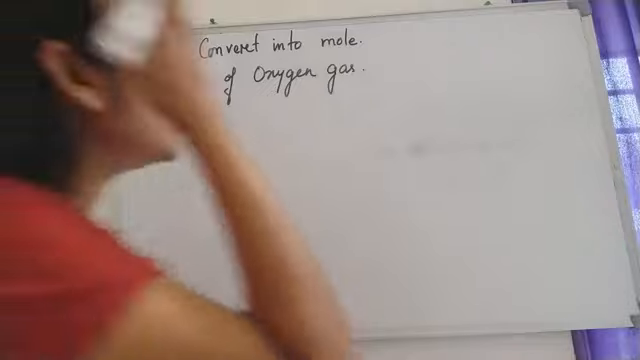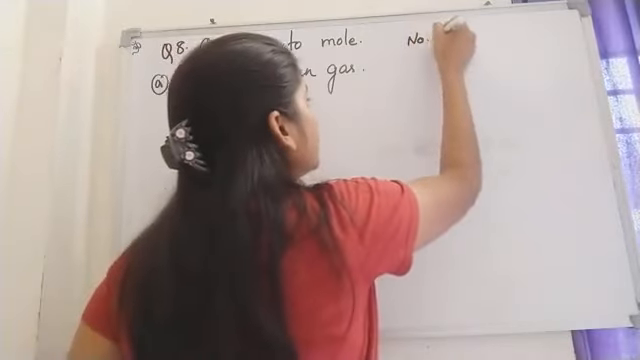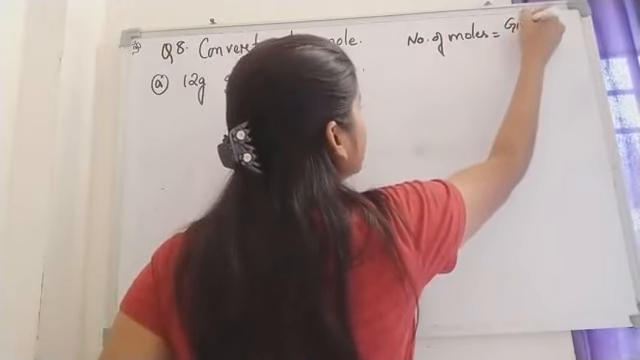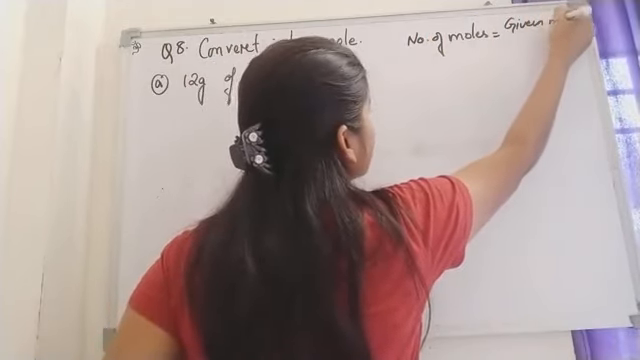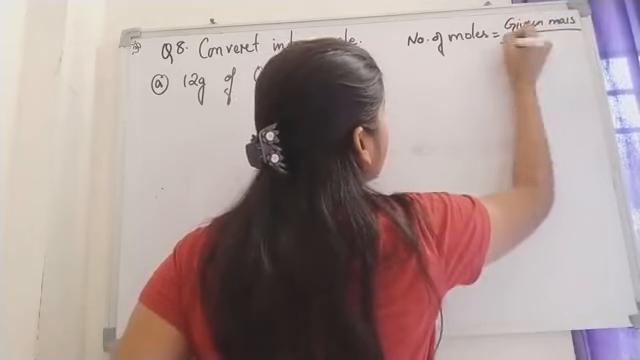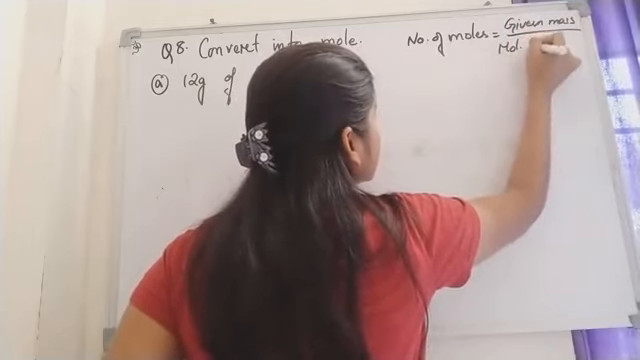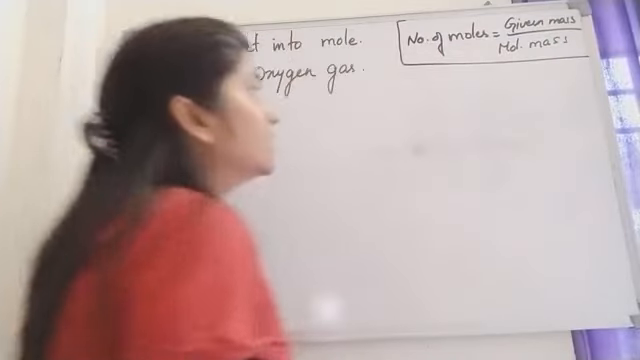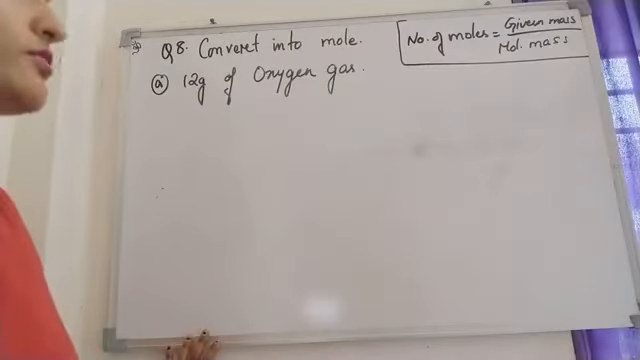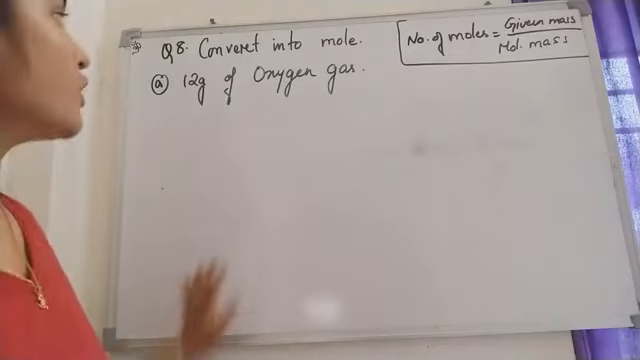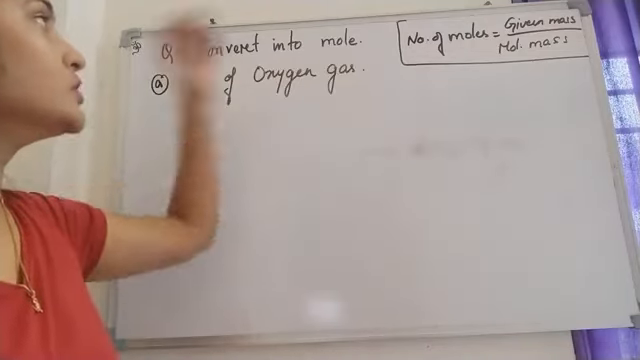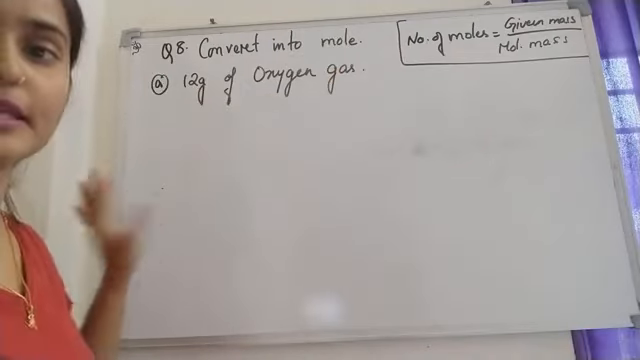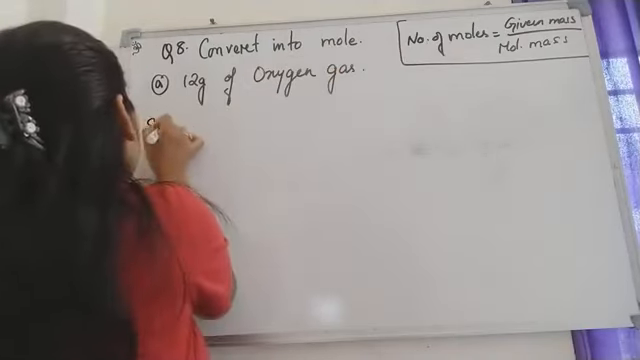So what was the formula? Number of moles is equal to given mass divided by molecular mass. If you remember, I gave you this formula. Over here also you are just supposed to find out the number of moles. That means you have to convert it to moles. So we can use that formula in this case.